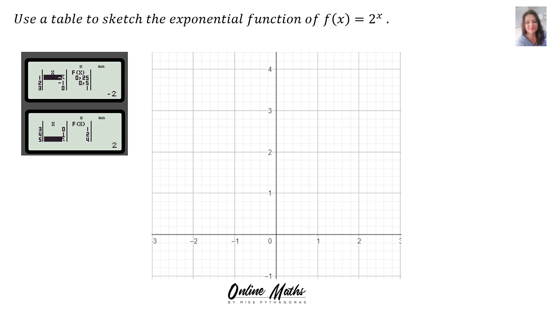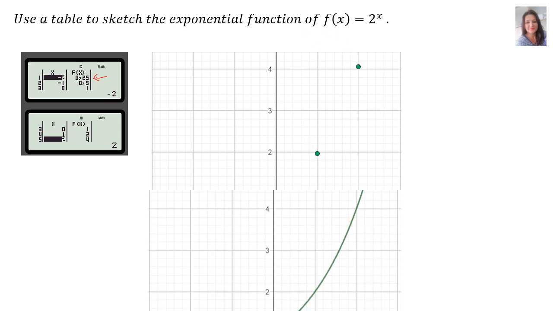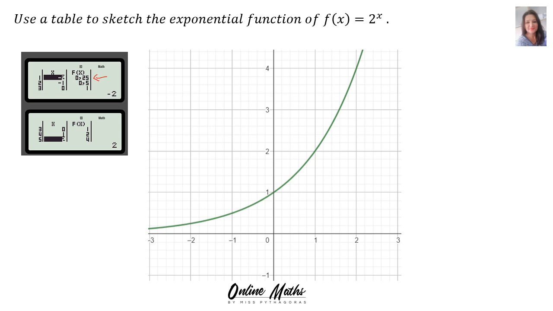And then my first coordinate is the point -2 and 0,25. And there it flew in. My next point, -1 and 0,5, 0 and 1, 1 and 2, 2 and 4. And then when you join your dots, this is the graph that you're looking for. And this is the graph of f of x is equal to 2 to the power of x.